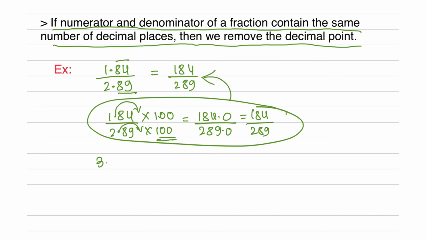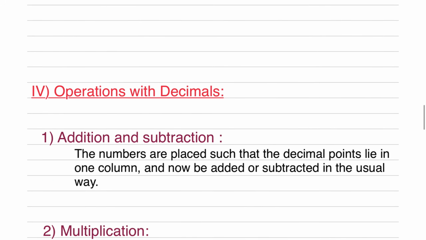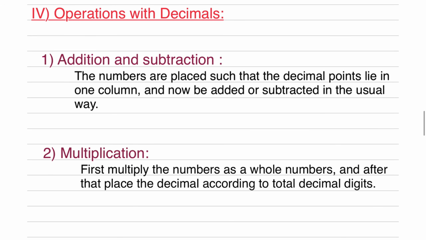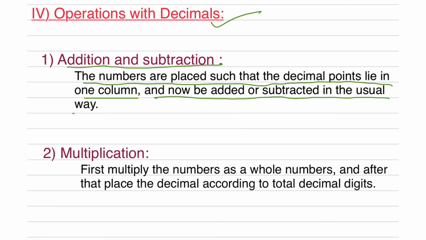See, if it is 3.849 and 4.144, we can directly write it as 3849 by 4144. Okay, next we will see operations with decimals. So first is addition and subtraction. The numbers are placed such that the decimal points lie in one column and then they are added or subtracted in the usual way. Let us see one example.